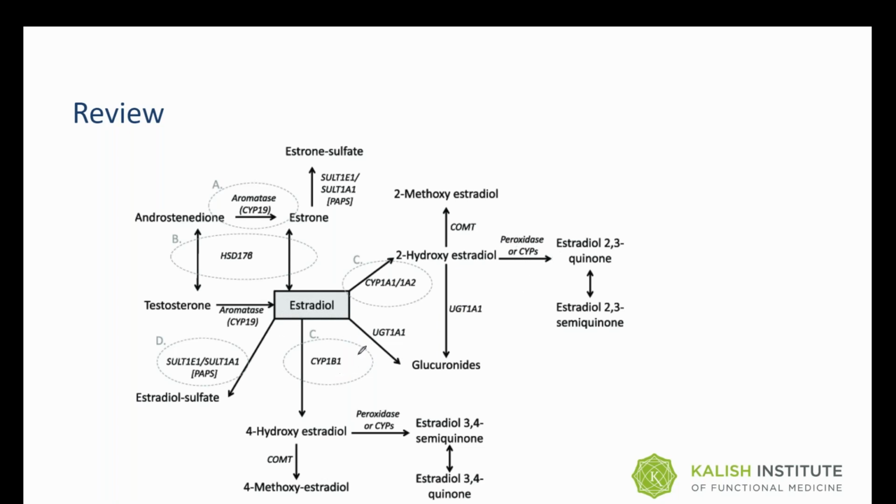And then here we have the CYP1B1. That's converting into the 4-hydroxy. That's the bad one. That can convert into the 4-methoxy if your methylation is working well, so that's good. Or bad, if it goes to the quinones, that's the cancer-causing part. And we're measuring all of this directly. You can tell somebody exactly what's going on, okay?